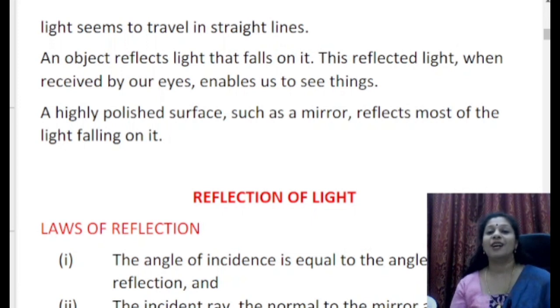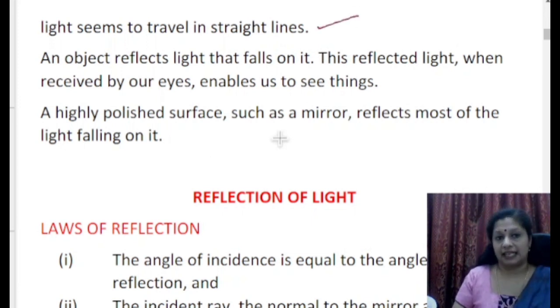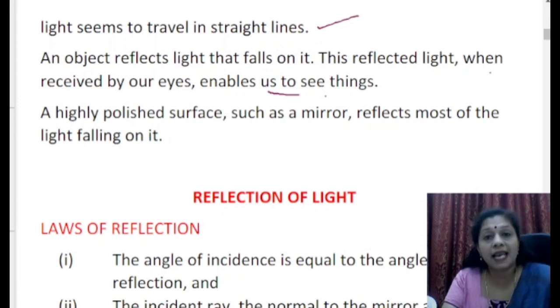I cannot look behind a wall or something because light cannot bend. So light always travels in straight lines. Then an object reflects light falling on it. The reflected light, when received by our eyes, enables us to see things. So this is the explanation for how we can see objects.